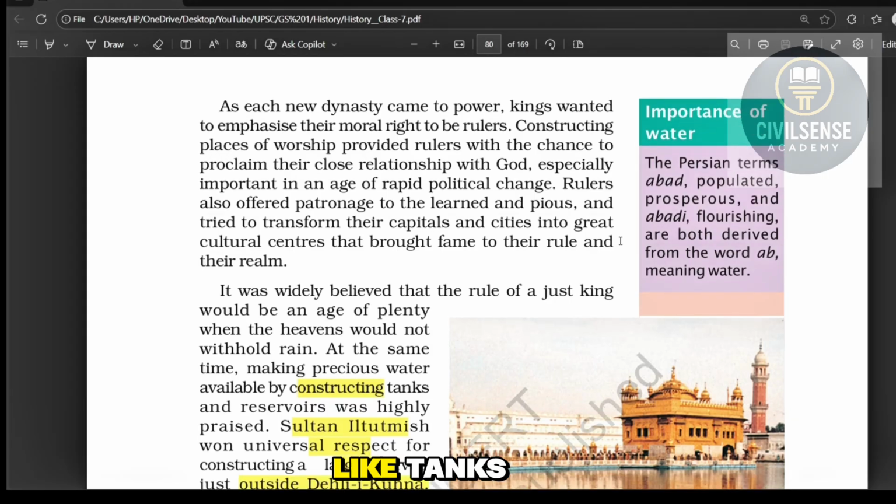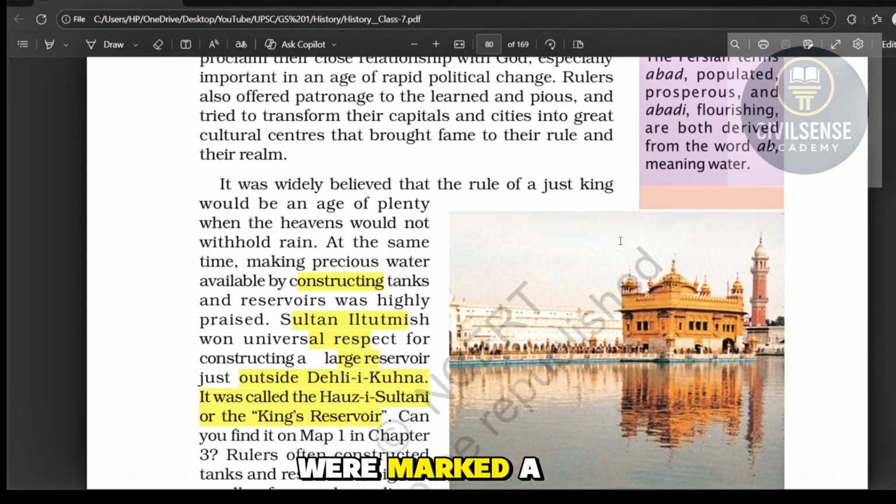Even public works like tanks, wells, and reservoirs were marked a royal responsibility. For example, Iltutmish built the Hauz-i-Sultani in Delhi, a massive reservoir that supplied water to the capital and symbolized a just and caring king. So architecture wasn't only about beauty, it was also about legitimacy, divine right, and social welfare.